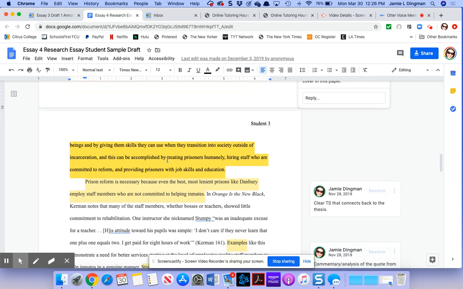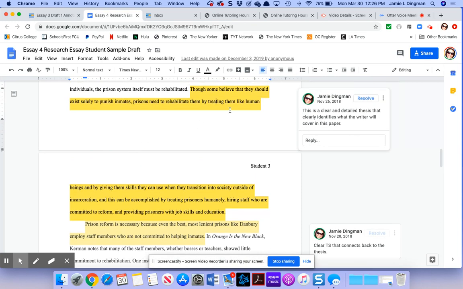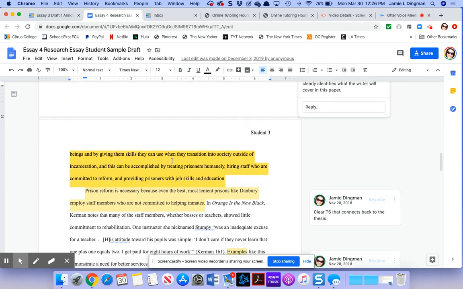And then what? Not only are they giving us their specific point, right, that prisons obviously need to rehabilitate prisoners, they're giving us specific points. So they're saying this is how the prison should reform so that they're rehabilitating people, and they're laying out their points, right?